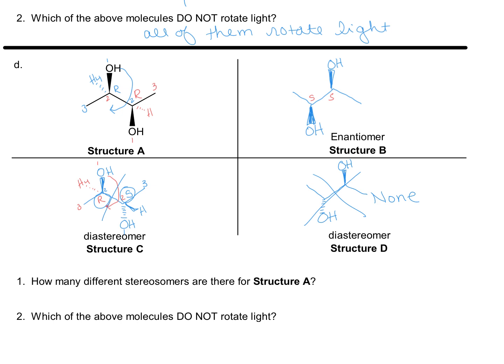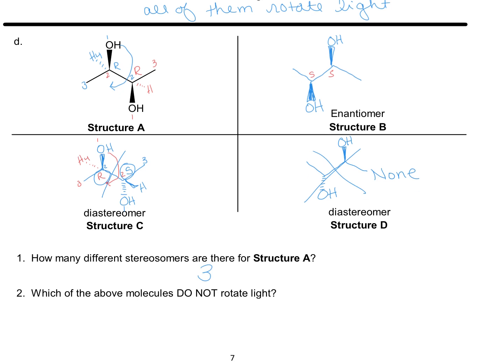So when we're asked how many different stereoisomers there are, there are only 3 because we have a meso compound. And then it asks which of the above molecules do not rotate light, and that would be structure C because it is meso, which means that it is not chiral. It does not have a mirror image.